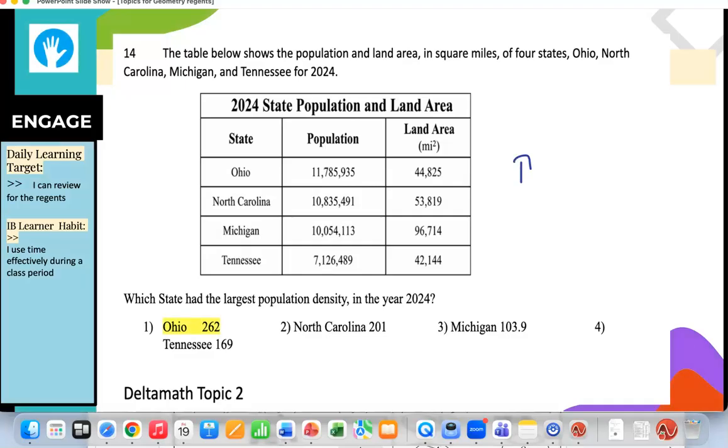All right. So we have D is equal to, you need to know population density. I'm going to write it as PD. Population density is equal to the population over land area. You need to know this formula. If you divide the population by the land area, you're going to see that this is going to be the largest answer, or the answer that makes the most sense. You should get 262, and that's why that is the answer.